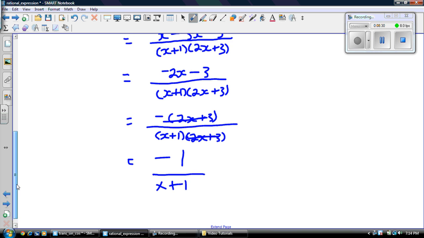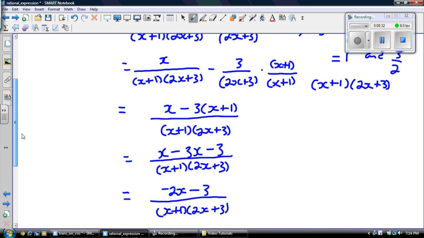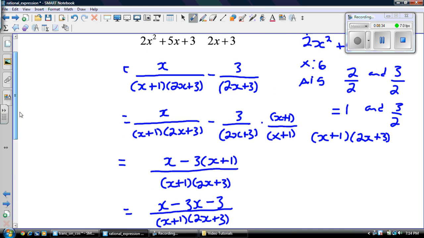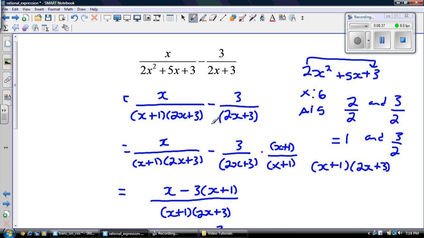So let's go back and have a look at what are the restrictions. So again, look at your factored form for the restrictions. This is my factored form. So here, what's going to make this 0? What's going to be a negative 1? And this is a little bit more complicated. So we're thinking 2x plus 3 is equal to 0. What makes that equal to 0?